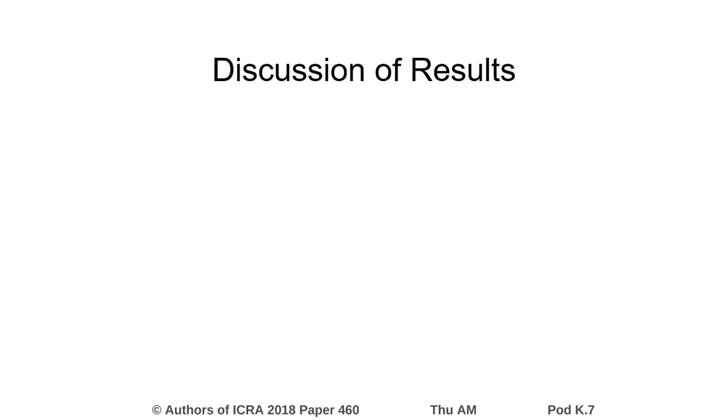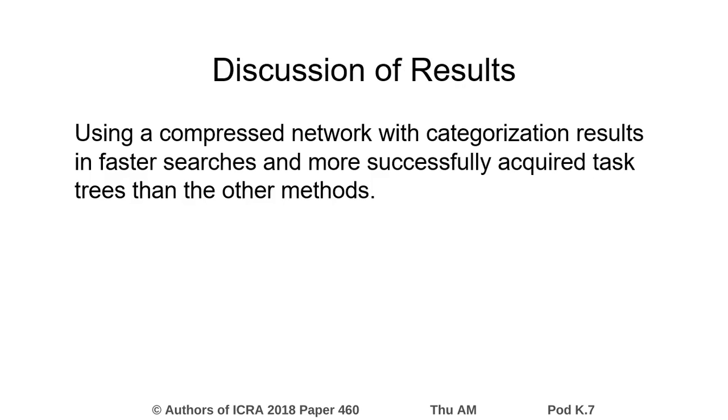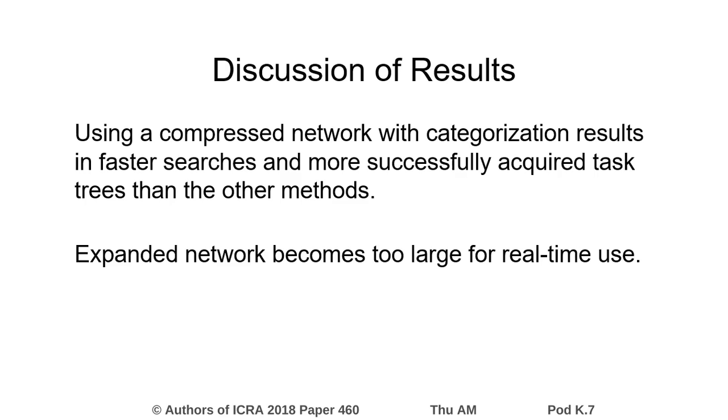In our work, we found that using a compressed network results in faster searches and more successfully acquired task trees, and the expanded network becomes too large for real-time use.